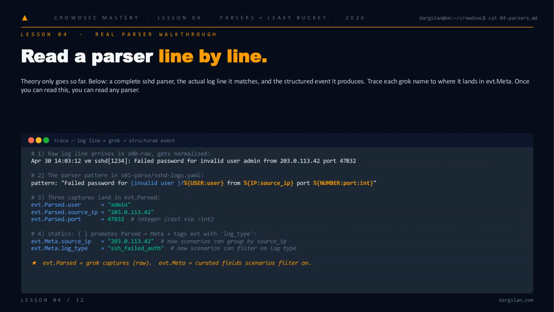So let's walk a real packet through the machine. A failed SSH login arrives in stage s00-raw: that timestamp, hostname, sshd brackets, the whole syslog line. In s01-parse, our pattern fires and Grok plucks out 3 things: the username admin, the source IP, and the port, cast to an integer because we asked for :int. Those land in evt.Parsed. Then a tiny statics block promotes source IP into evt.Meta and stamps a log type of ssh_failed-auth. Remember the distinction: Parsed is the raw catch, Meta is the curated surface that scenarios actually filter on.